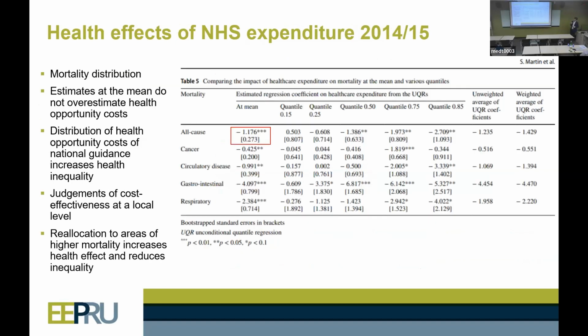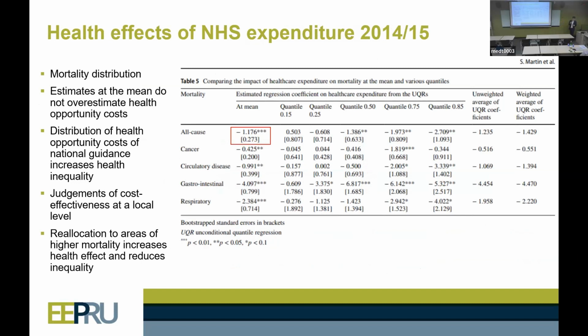Okay. This work also looked at distributional effects. I won't go into this in great detail, but if you just look across the top row, you can see that the 15th percentile actually has a positive but insignificant effect on mortality. At the 25th percentile, it's negative, but again insignificant. And it's only when you get to these higher levels of mortality that you see really significant effects of healthcare expenditure.